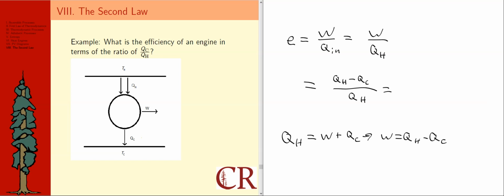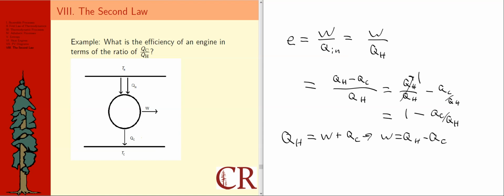This can be simplified, though, since we can separate this into two fractions like this. And this here is just equal to 1. So that makes this expression become 1 minus QC over QH.